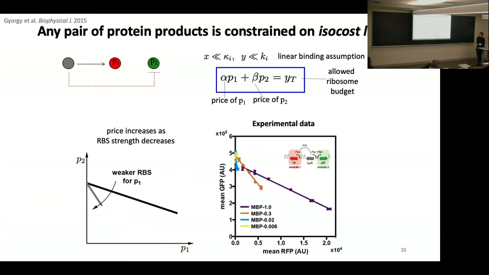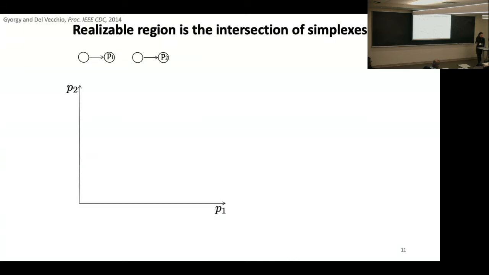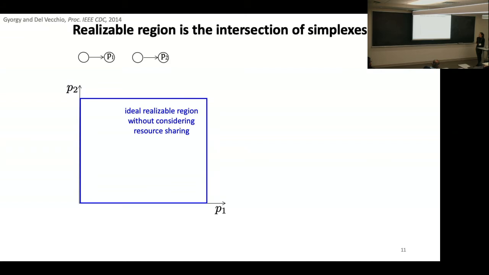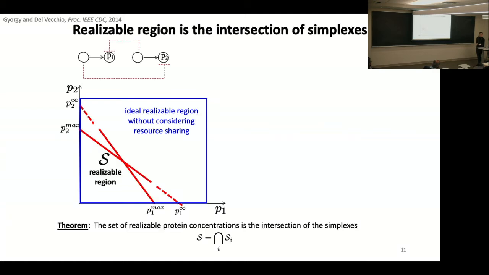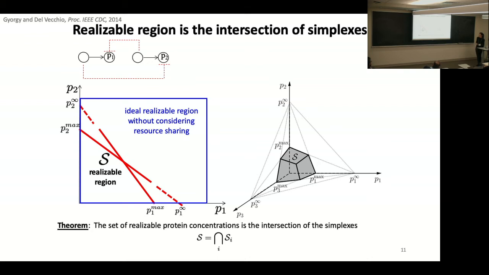You can also do something more sophisticated where you can demonstrate that you can tune the slope of this linear relationship by tuning the ribosome binding strength of the protein you're looking at. So essentially you're tuning the price of the protein you're expressing. So we went back and looked at the realizable region, and what you can prove is that in a simple case where you have two proteins and you have this ideal realizable region, the true realizable region is actually the intersection of simplexes that you can easily calculate from the model, but also get from experiments. And of course, this is extensible to higher dimensions.